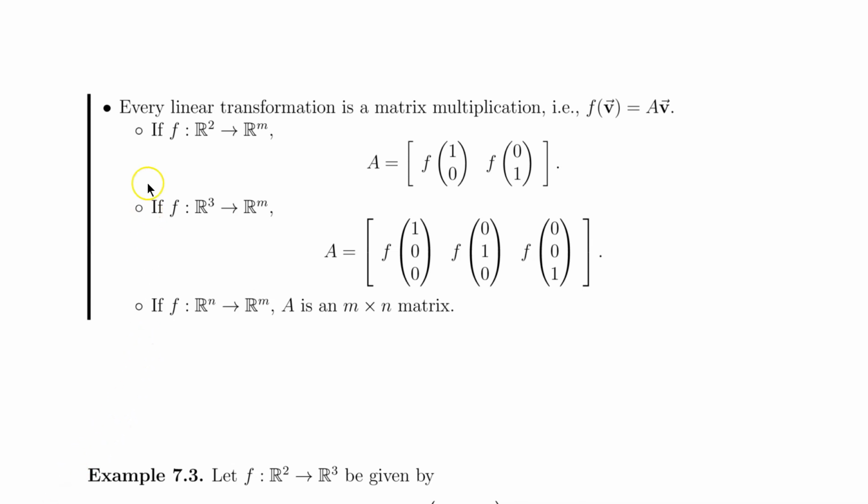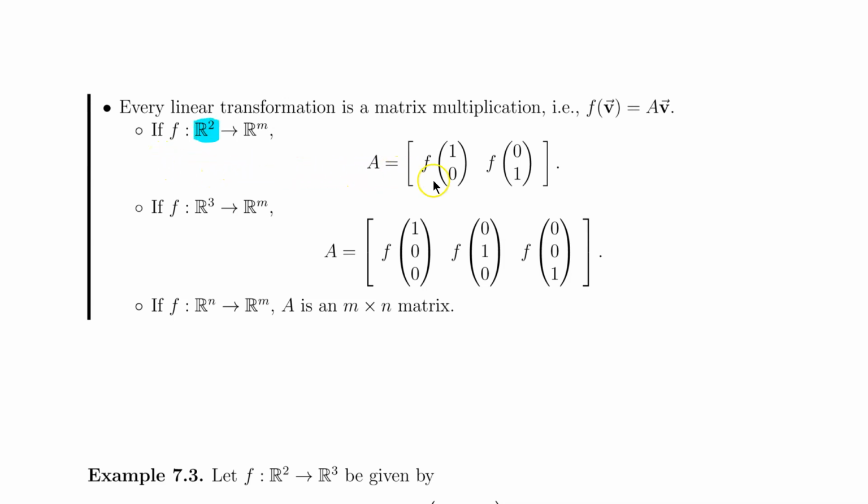And here comes the key property of linear transformations, and that is, every linear transformation is in fact just a matrix multiplication. In other words, anytime I have a linear transformation, I can in fact write that function as just a multiplication by matrix A.